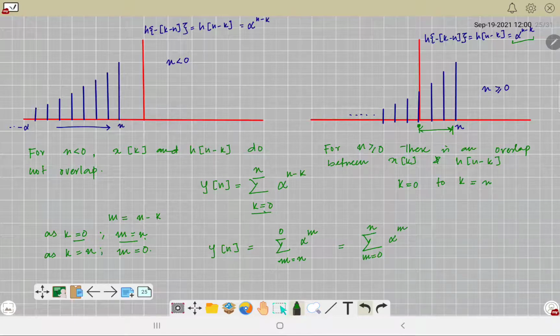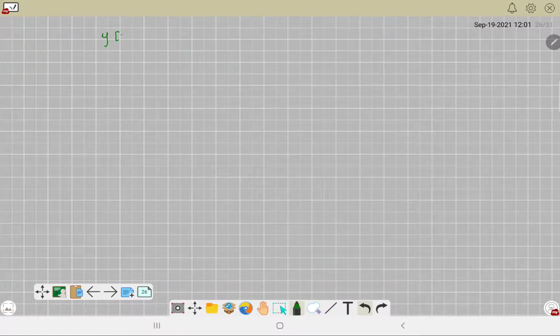This is a standard sum. This is the sum of the first n plus 1 powers of alpha. Right? So it's a GP, geometric progression, and it has a standard value of 1 minus alpha to the power n plus 1, divided by 1 minus alpha. Okay? This is a standard sum. So you can express that your y of n has a value of 1 minus alpha to the power n plus 1, divided by 1 minus alpha, for n greater than or equivalent to 0, and outside this range it is 0.